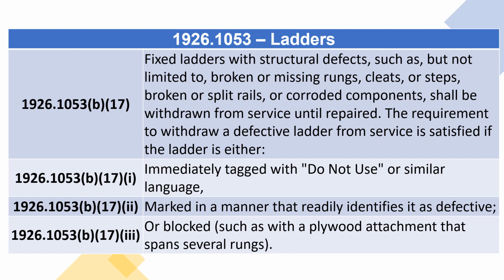1926.1053(b)(17). Fixed ladders with structural defects, such as, but not limited to, broken or missing rungs, cleats, or steps, broken or split rails, or corroded components, shall be withdrawn from service until repaired. The requirement to withdraw a defective ladder from service is satisfied if the ladder is either (i) immediately tagged with "Do Not Use" or similar language, (ii) marked in a manner that readily identifies it as defective, or (iii) blocked, such as with a plywood attachment that spans several rungs.